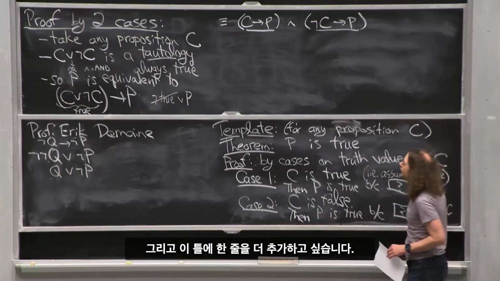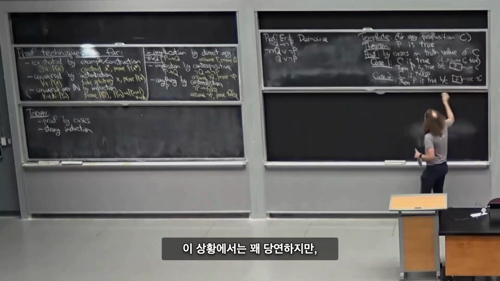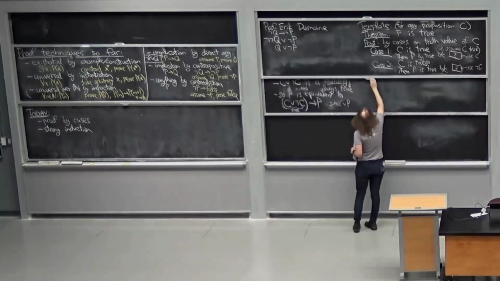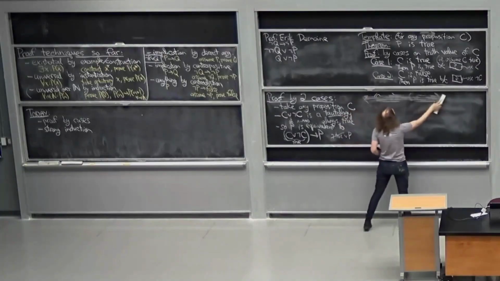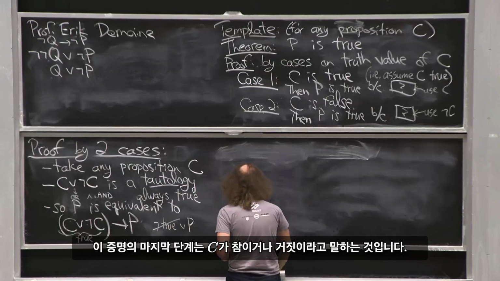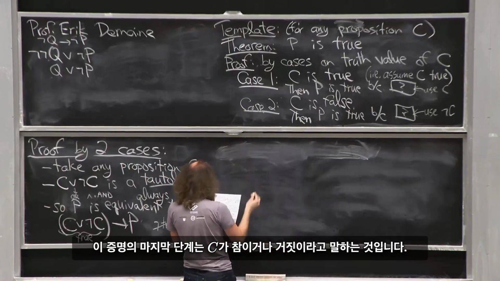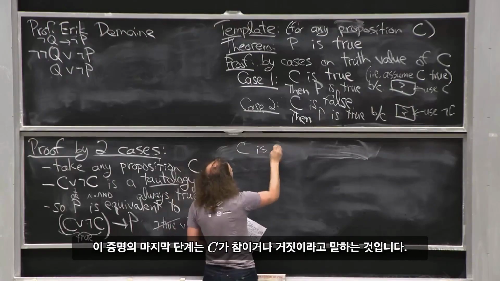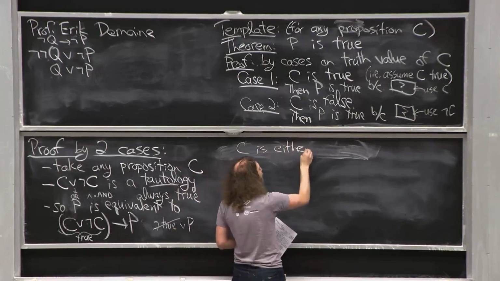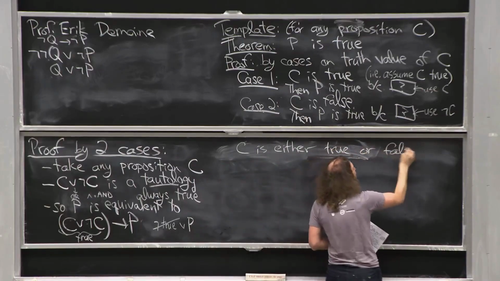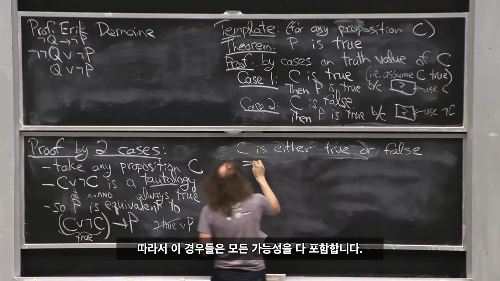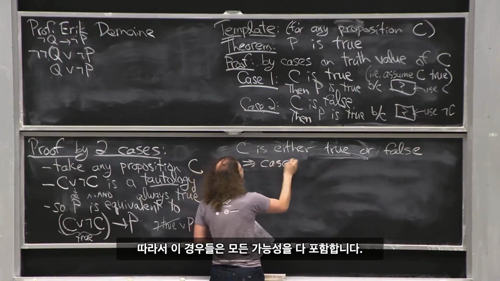And maybe one more line I want to add to this template, which is pretty obvious in this setting, but gets much less obvious when you think about more than two cases. So a final step in this proof would be to say C is either true or false, because all propositions are either true or false. And so the cases are exhaustive.